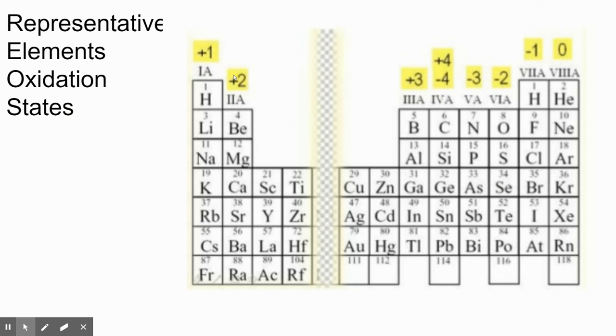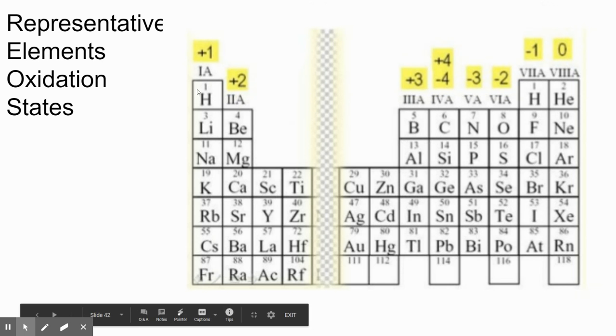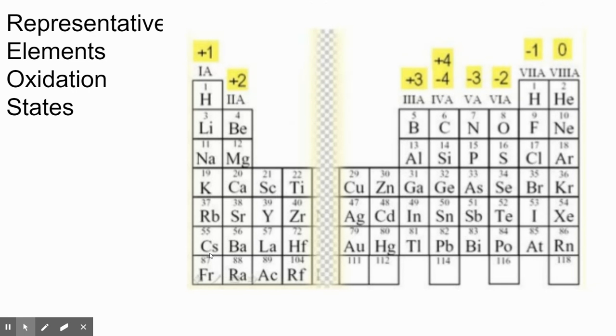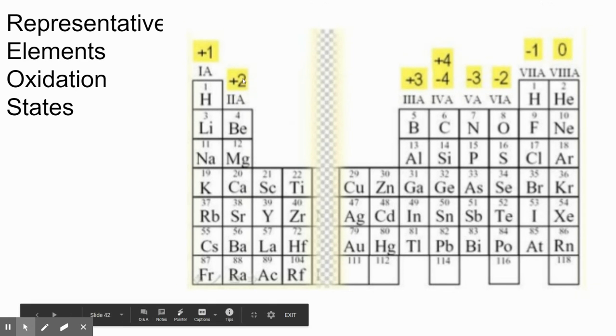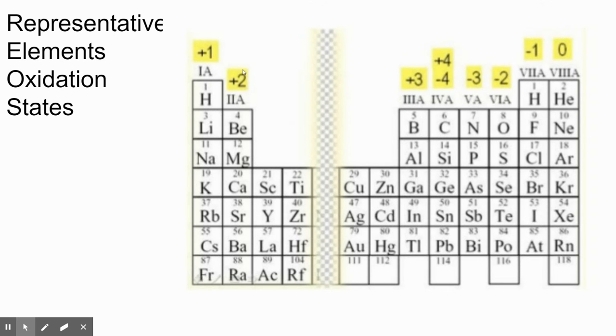Okay, so we look here, everything in this first column forms a +1 ion because remember I said they have 1 valence electron. In order to get that full energy level, they can either gain 7 or lose 1. It's much easier to lose 1. If they lose an electron, that means they have an extra positive charge, so they have a +1 charge. The second column, they have 2 valence electrons. It's much easier to lose 2 than gain 5, so they're going to lose 2 electrons and become 2 positive.